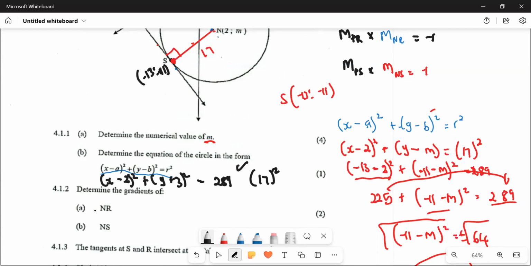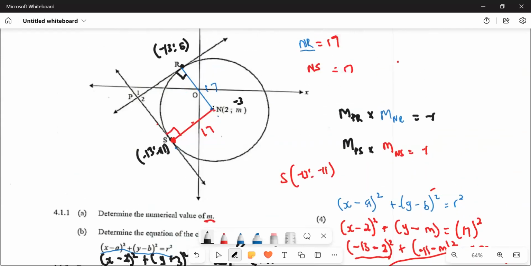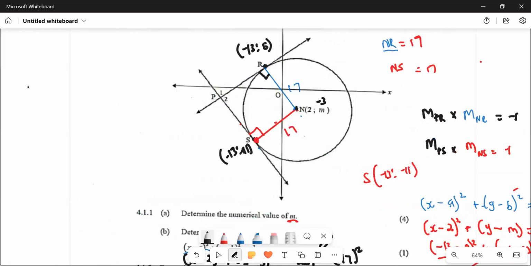After that, they say, determine the gradient of NR. Do you know the coordinates of N? Do you know the coordinates of R? Then it's straightforward. Let's calculate the gradient of NR. So you're going to say m of NR is going to be given by y2 minus y1 all over x2 minus x1. We're still fine. And then after that, we say what?